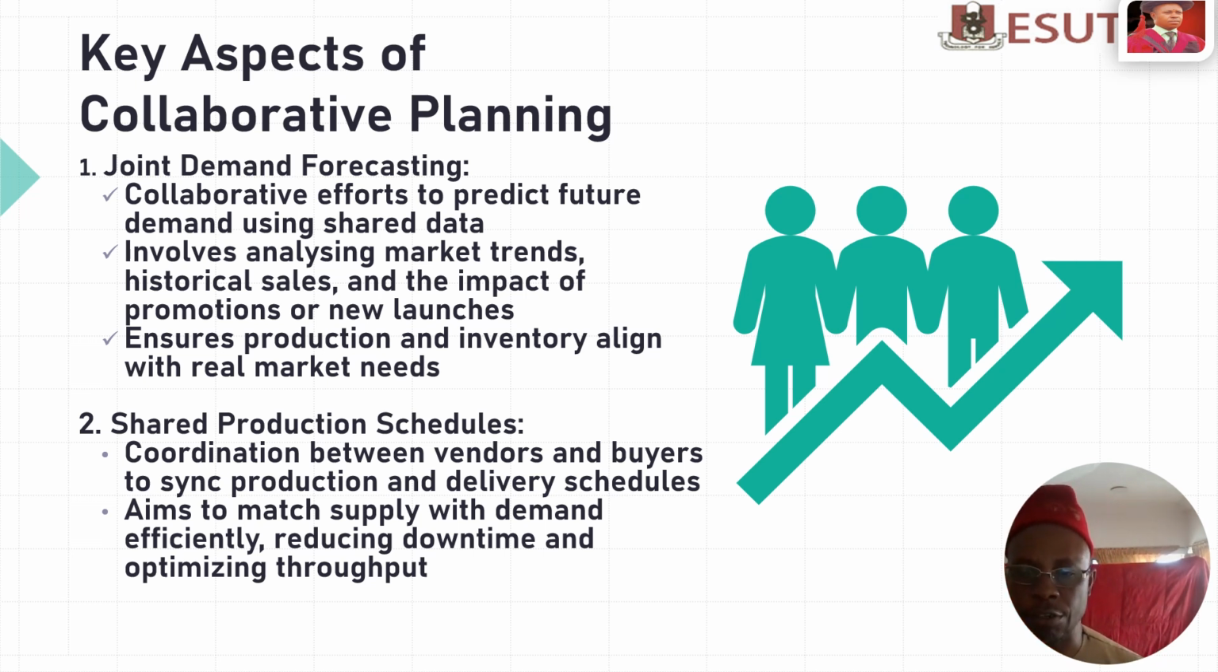Number 2. Shared production schedules. Vendors and buyers coordinate their production schedules to ensure that supply meets demand in the most time-efficient manner. This may involve synchronizing manufacturing cycles or aligning delivery schedules to reduce downtime and optimize throughput.